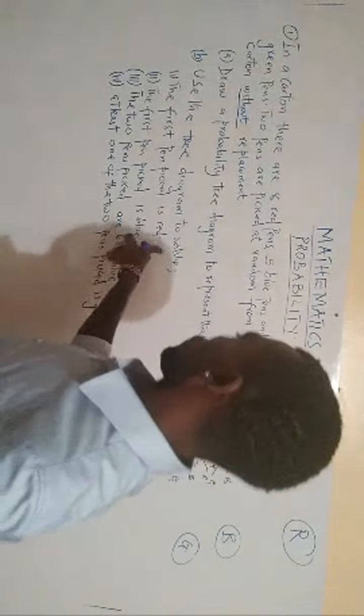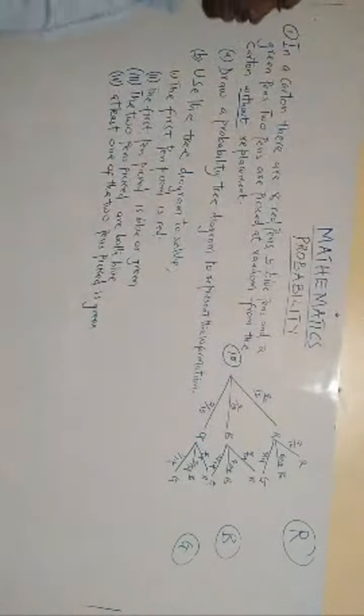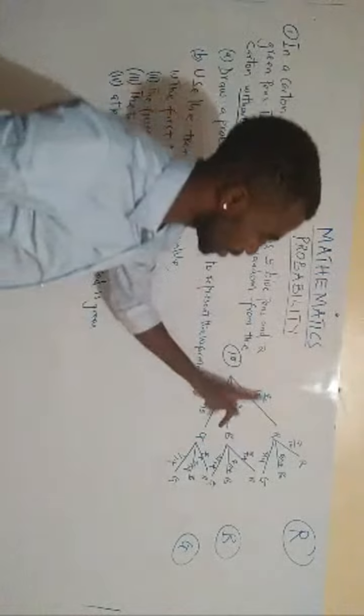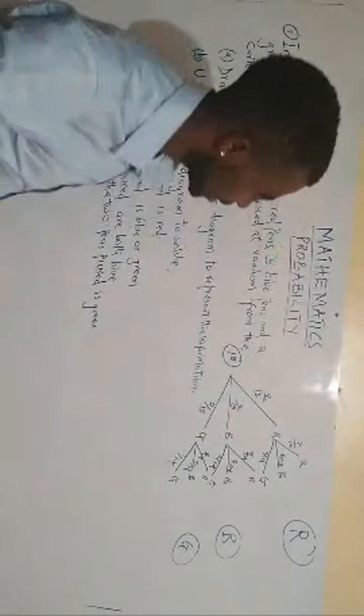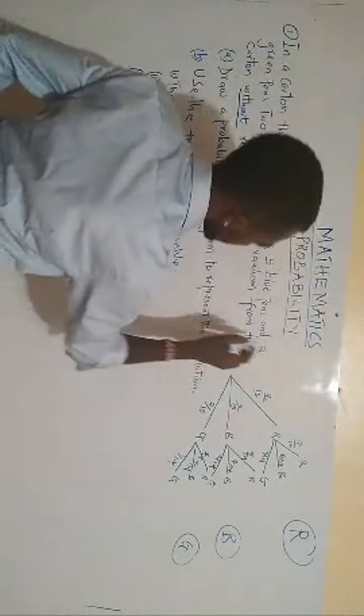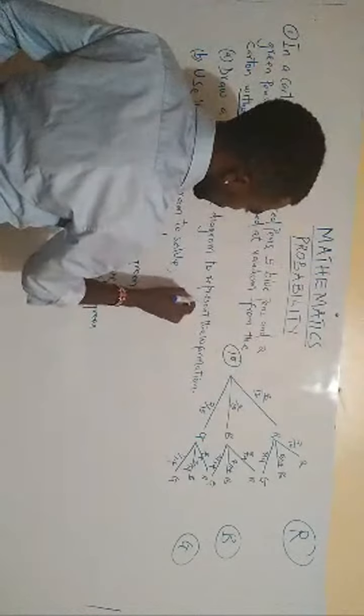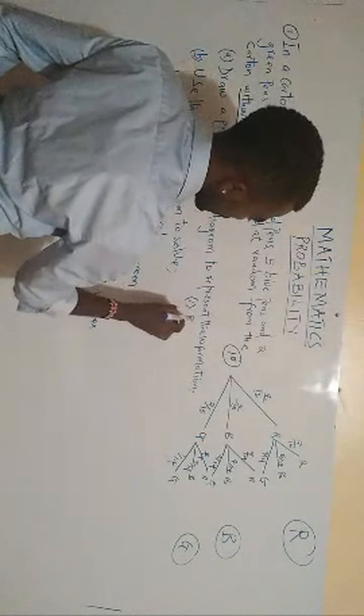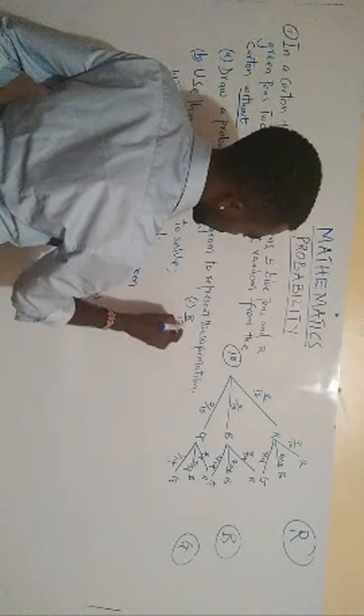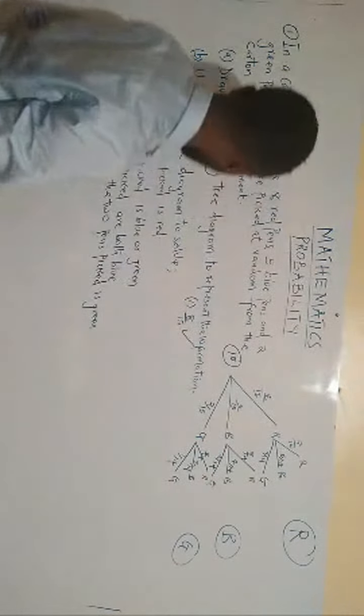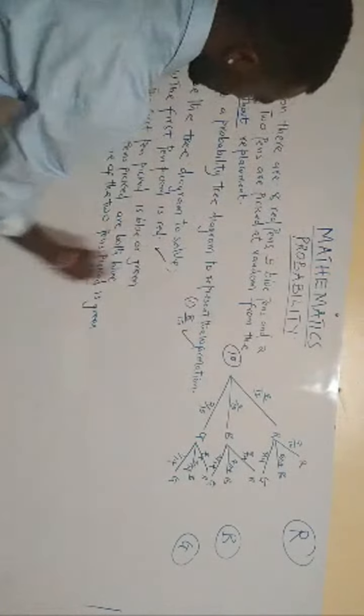We are told to use the tree diagram to solve Roman 1: the first pen picked is red. The probability of the first pen picked being red is simply 8 out of 15. That is part A.